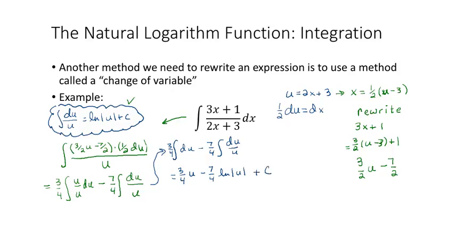And now, of course, we're going to go back, we'll replace u, and we'll get our final expression right here for our integrand, which is to say we've got 3/4 times the quantity 2x plus 3. We could rewrite that if we wish to, but I'll leave it in this form, minus 7/4 times the natural log of the absolute value of 2x plus 3 plus our constant of integration. And with that, we're done with this great example.